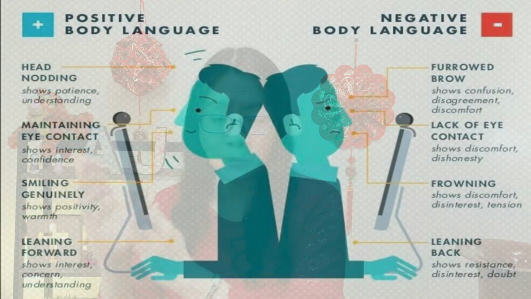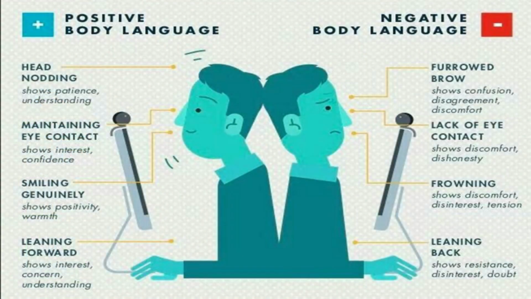In this time of pandemic, many of us are working from home or studying online. So here are some tips to show positive body language. If you look at the poster, the other side would show you the negative body language. The positive body language would be, while looking in front of your laptop, head nodding, because that would show patience and understanding. Maintain eye contact, that shows interest and confidence. Then you smile genuinely, that shows positivity and warmth. And then you lean forward, because that will show that you're interested, you're concerned, and that you understand.